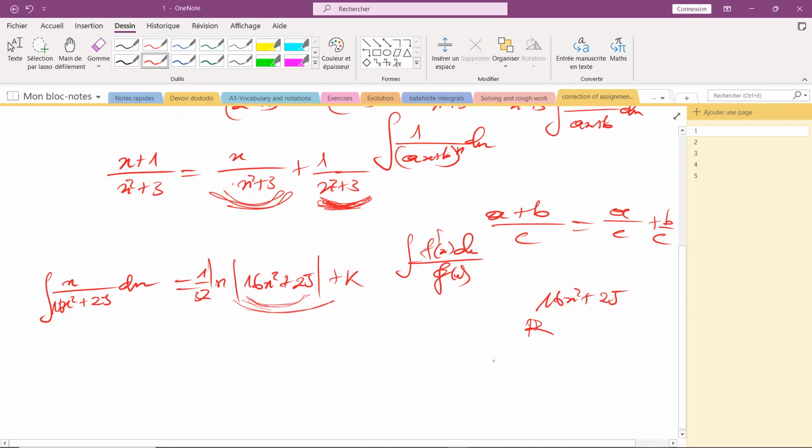I taught you how to study the sign of a quadratic expression ax squared plus bx plus c, how to study the sign of a quadratic expression on an interval. I taught you how to do it. So you just need to apply it. You either use that technique, or it's very simple to analyze whether this 16x squared plus 25 will always be positive on R.